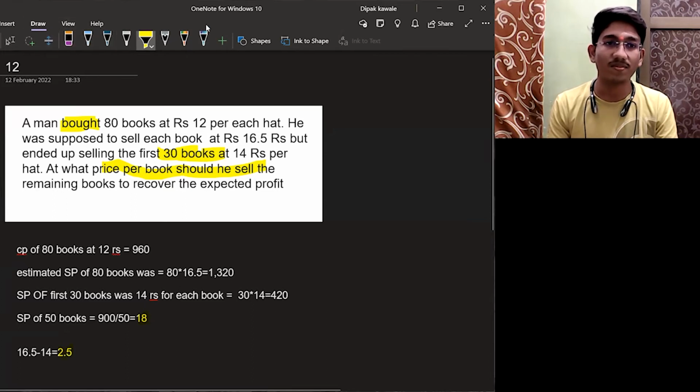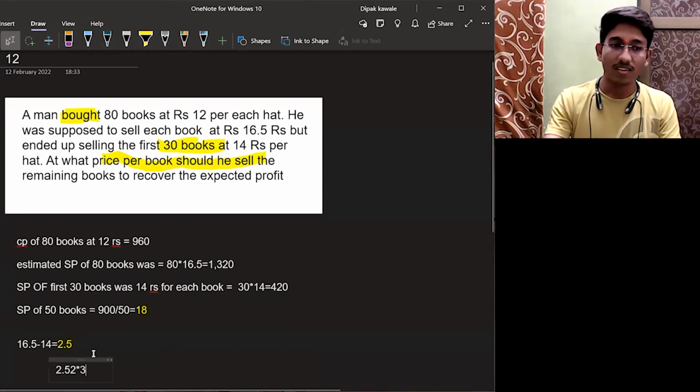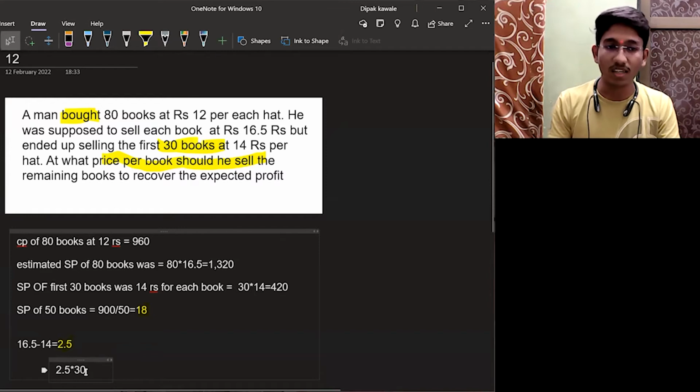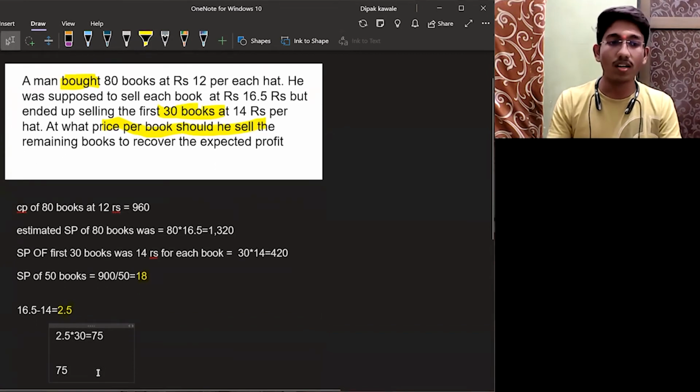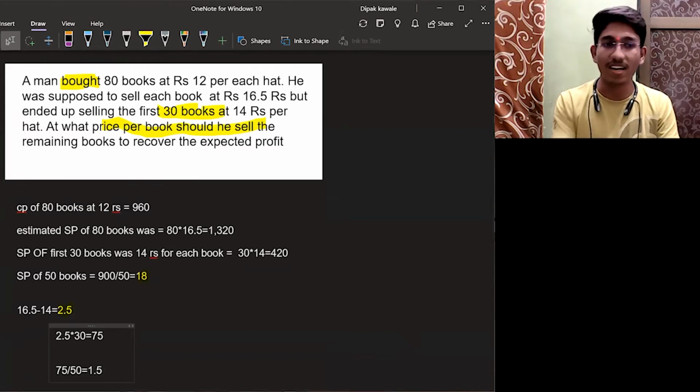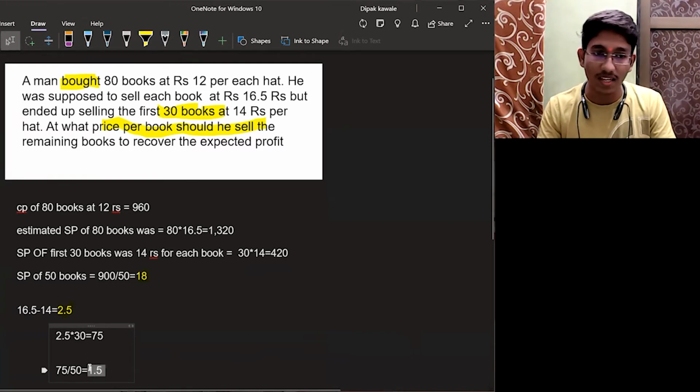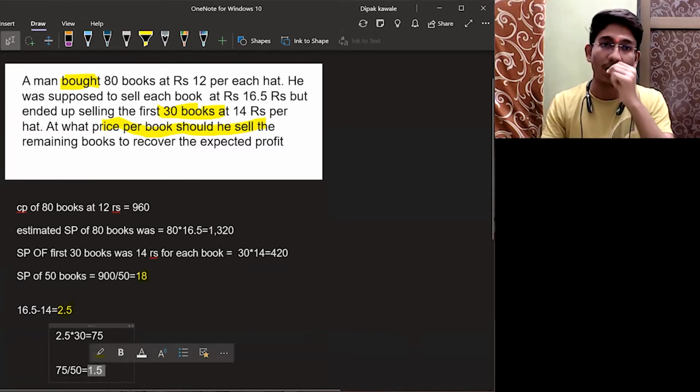This is my loss over 30 books. 2.5 is my loss over 30 books, which is nothing but my 75. And now this 75 I should recover over how many? Remaining 15 books. 75 by 50, which is nothing but my 1.5. Now this much value should I increase from my estimated value so that I will get my expected profit.